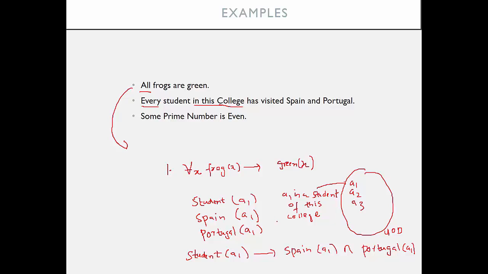How would you represent this? We know that for statements like every and all, we have the universal quantifier. Therefore, we will represent it like this: for all x, if x is a student of this college, then x has visited Spain and x has visited Portugal.